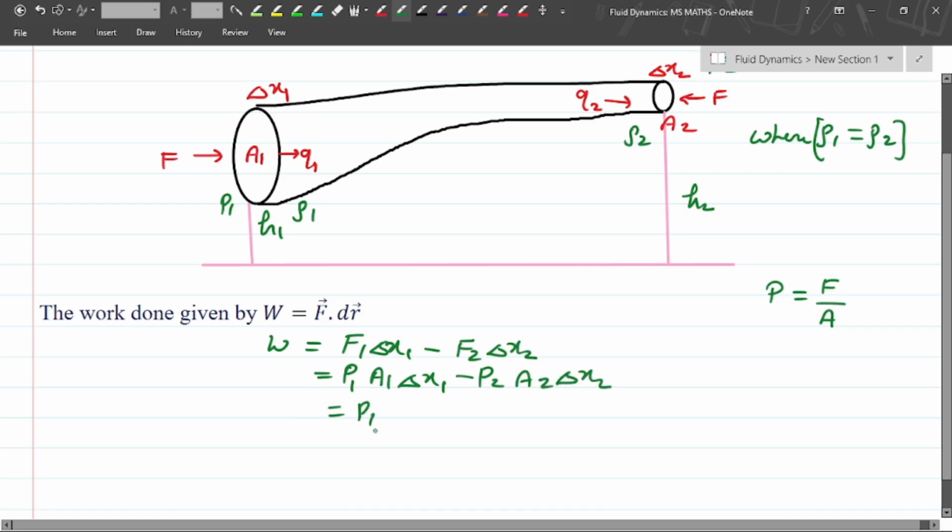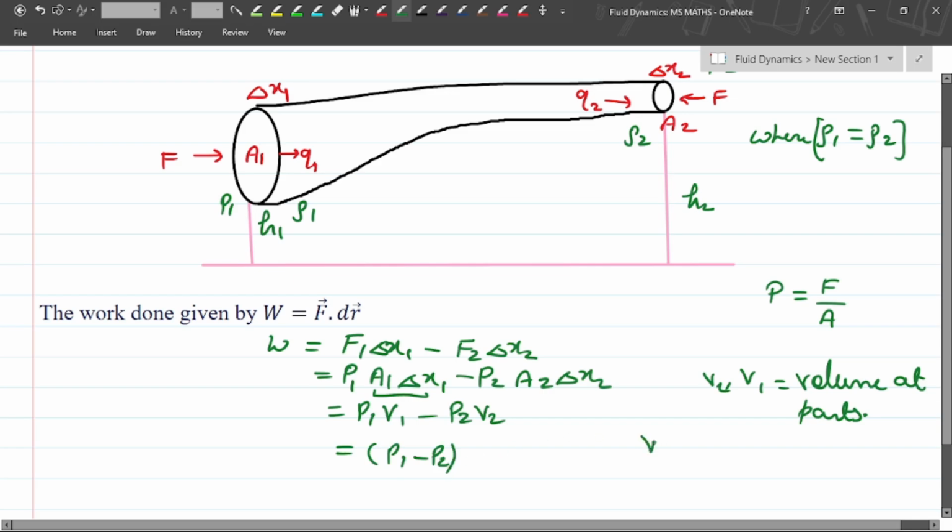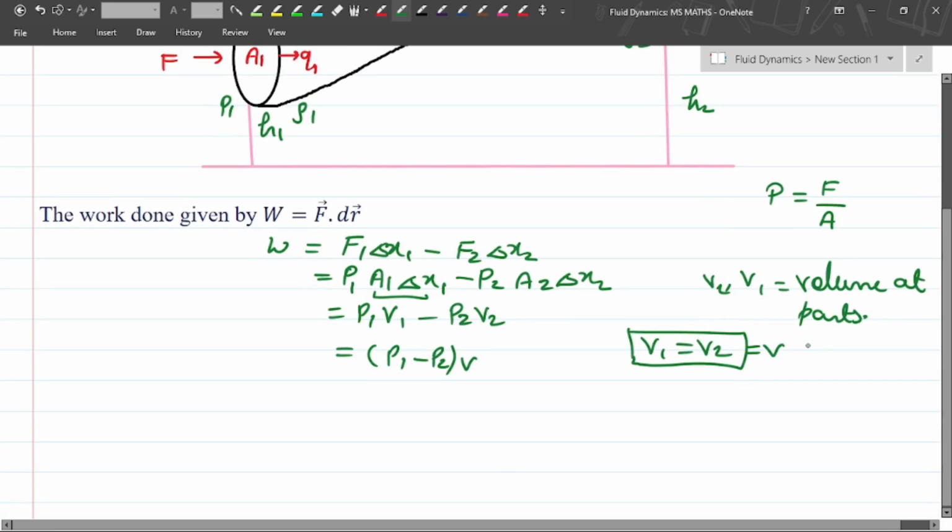Now in this case it is P1 and the volume, say V1, where V1 and V2 are the volumes at the two ends. Minus it will be P2 V2. Now the pressures are not the same, but the volume will be the same. So V1 equals V2, that volume will be same, it is nothing but some V. I will consider it as V.